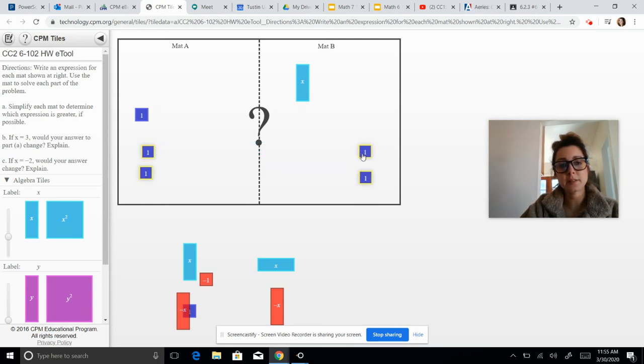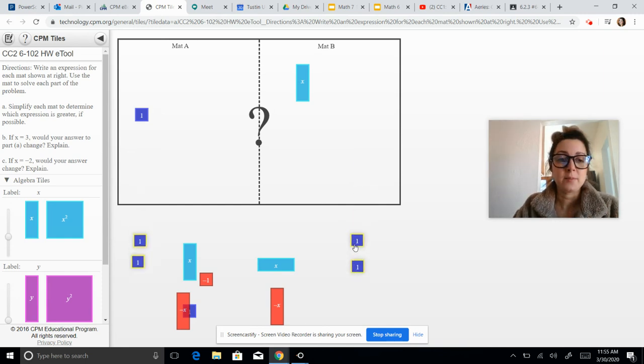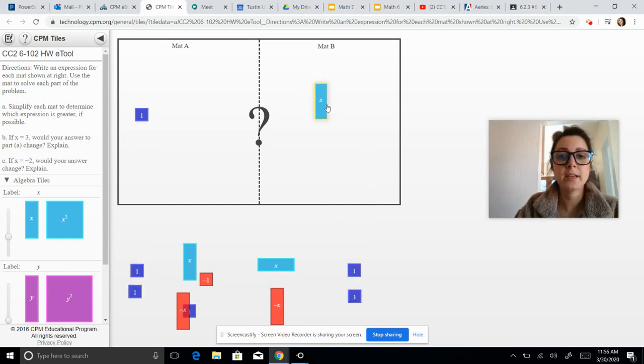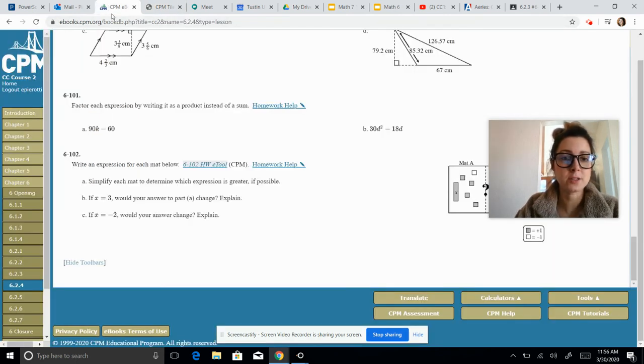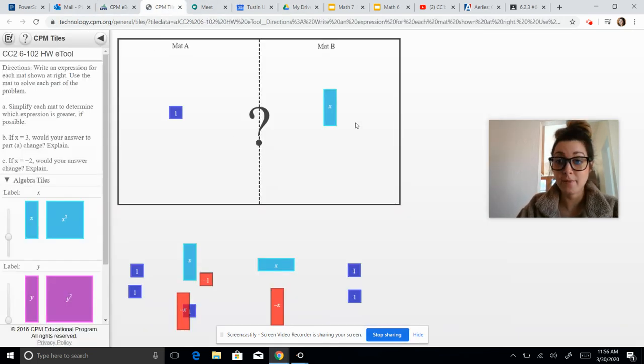So that eliminates those. And then we have the same thing going on with these units. You can add the opposite. If you add in the opposite, you'll be adding in 2 negatives on each side, so subtracting 2 on each side, and then that turns it into a zero pair, and then you can eliminate them. So we're left with x on mat B and 1 on mat A. So then going back to our question, if x is 3, which one is greater? And if x is -2, which one is greater? So I'll leave that for you to decide.